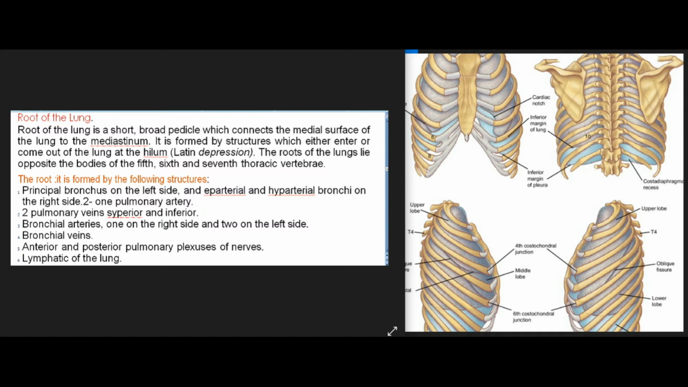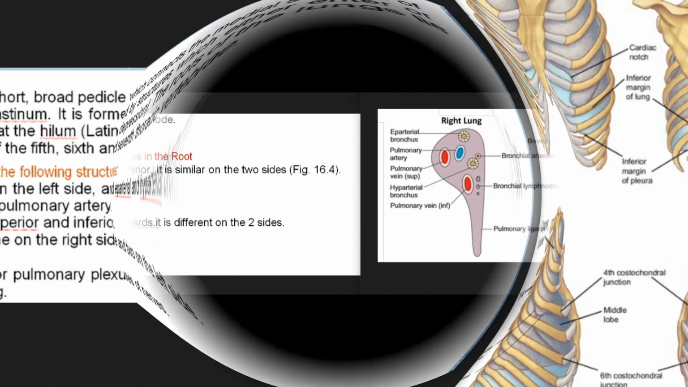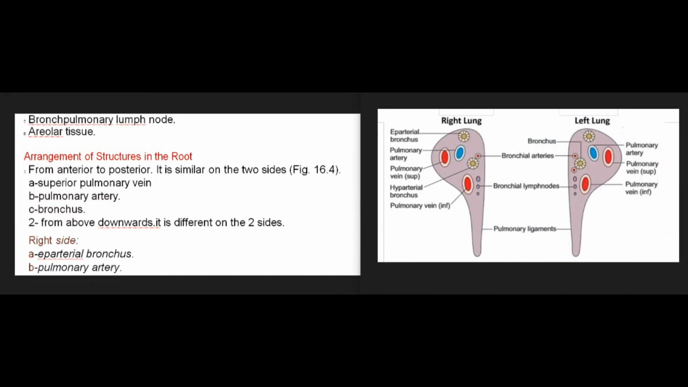1. Principal bronchus on the left side, and eparterial and hyparterial bronchi on the right side. 2. One pulmonary artery. 3. Two pulmonary veins, superior and inferior. 4. Bronchial arteries, one on the right side and two on the left side. 5. Bronchial veins. 6. Anterior and posterior pulmonary plexuses of nerves. 7. Lymphatics of the lung. 8. Bronchopulmonary lymph nodes. 9. Areolar tissue.